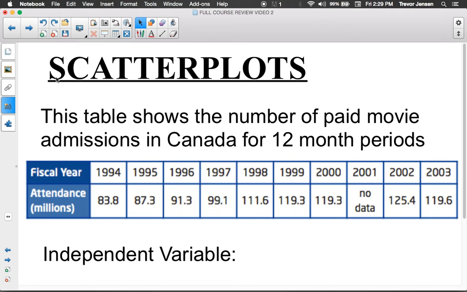Linear relations. So first thing you would have looked at probably is scatterplots. Scatterplots is a type of graph that shows the correlation between two quantitative variables. So for example, we have two variables here, year and movie attendance in millions, and this is Canadian data. So we have two variables.